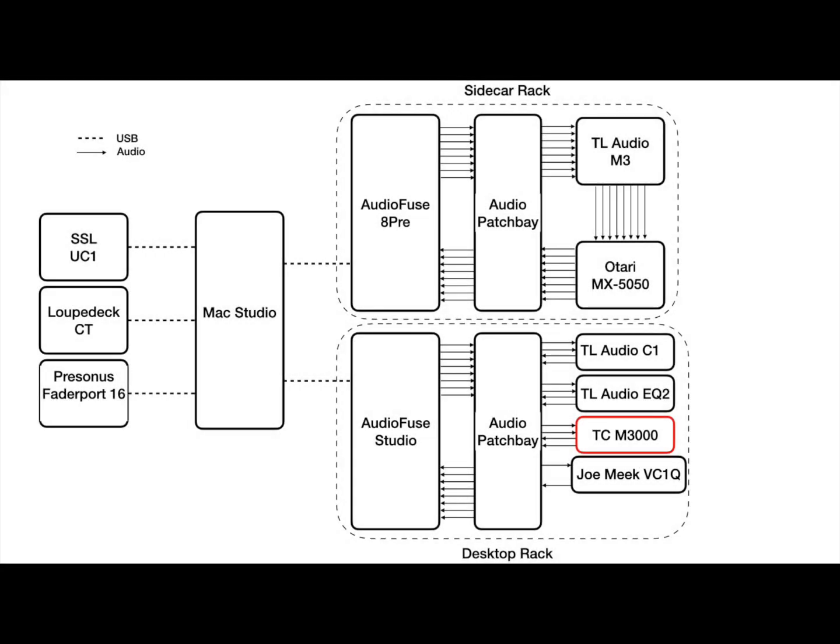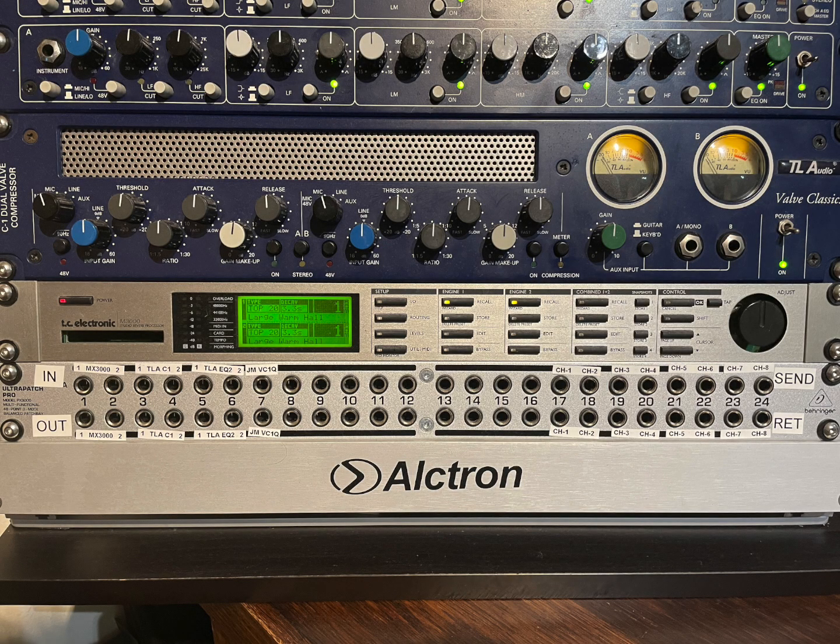Next item of equipment at the bottom of the desktop rack is the TC Electronics M3000 effects processor, dual channel effects processor. A fair bit of flexibility in how you set up the effects engines within this. You can have them in parallel or in series, or run completely independently. I'll run through this in a separate video at some stage. Quite a powerful yet relatively cheap little piece of equipment.